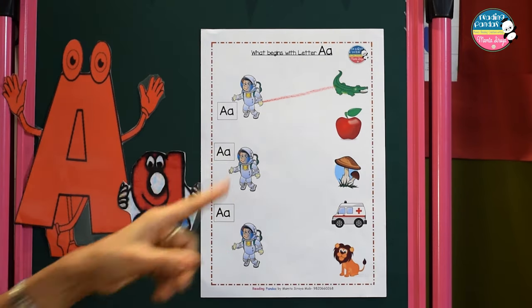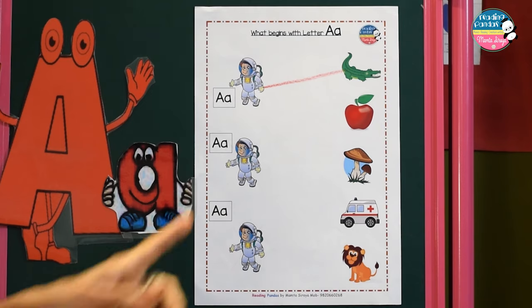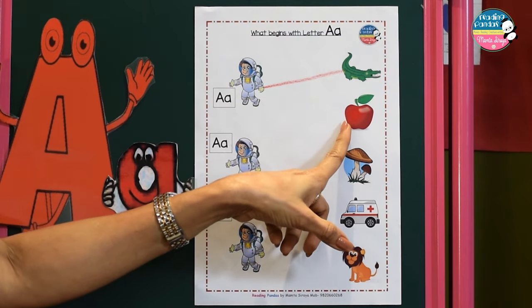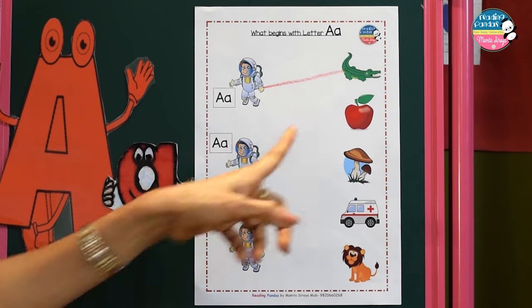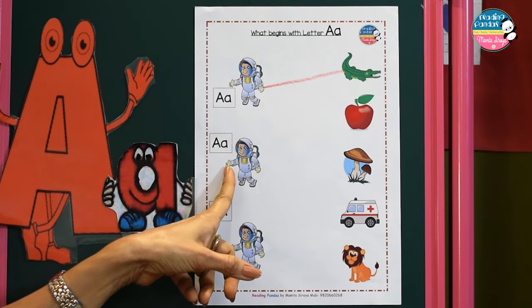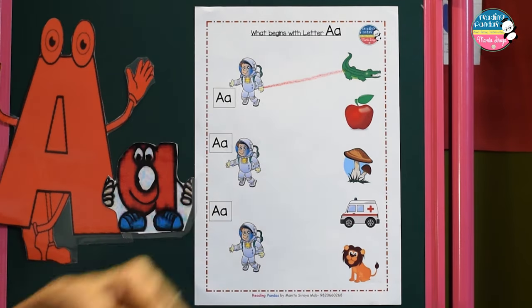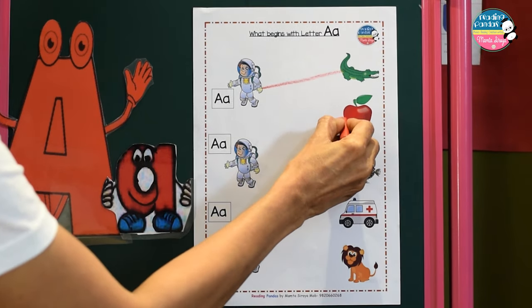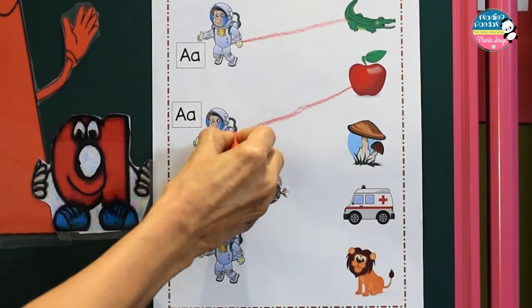Now we have one more astronaut, and this astronaut also wants an A friend. So let's see, who do we have next? We have an apple. Can apple meet the astronaut? Does it make the sound of A? Yes. So I want you to match this apple to astronaut.